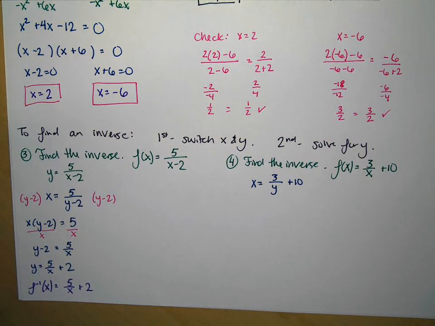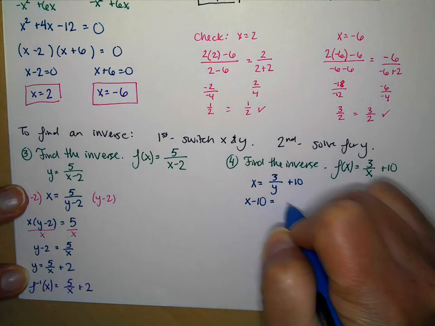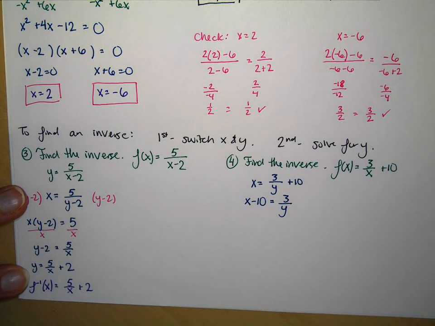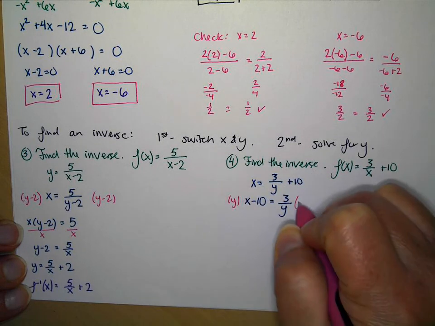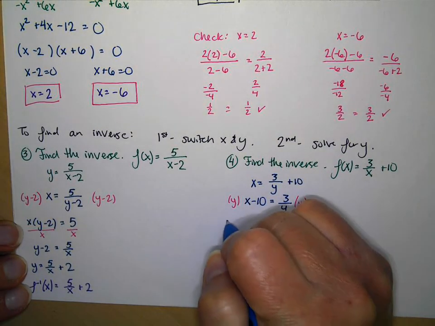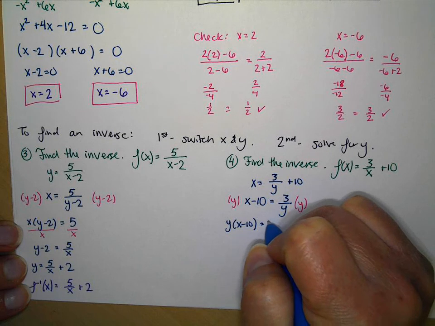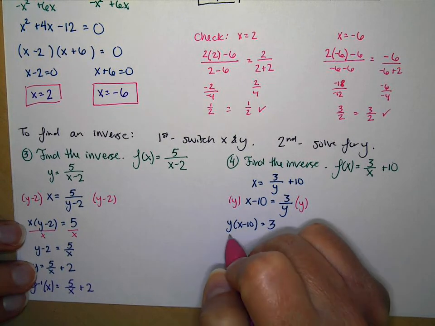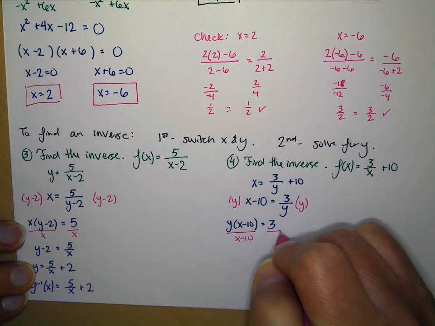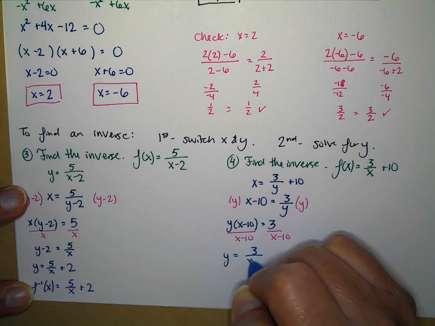And now to get y by itself, the first thing we need to get rid of is this plus 10. So I'll subtract 10 from both sides, and that will give us x minus 10 is equal to 3 over y. Again, to undo having that y in the denominator, we're going to multiply both sides by y. So when we do that, we have y times x minus 10 is equal to, on the other side, multiplying by y cancels out the dividing by y, we're just left with 3. In order to get y by itself here, we're going to have to divide both sides by the x minus 10. So now we have y equals 3 over x minus 10.